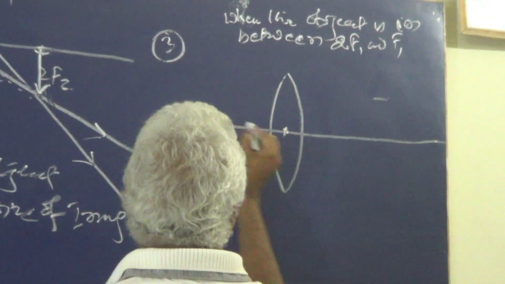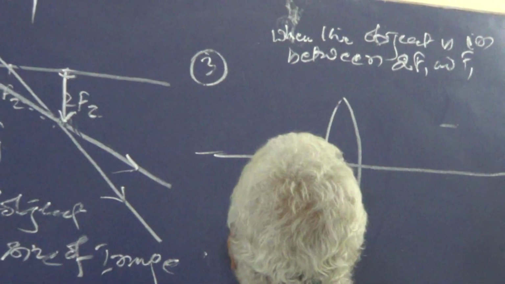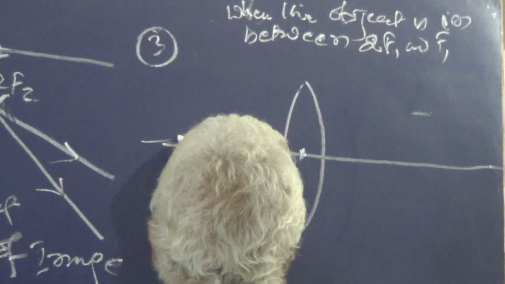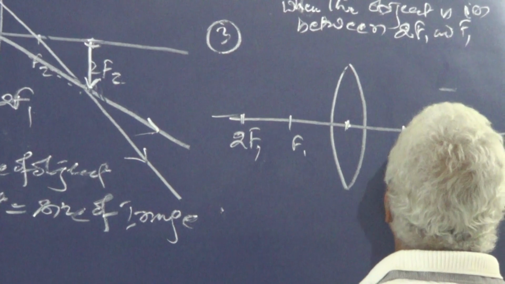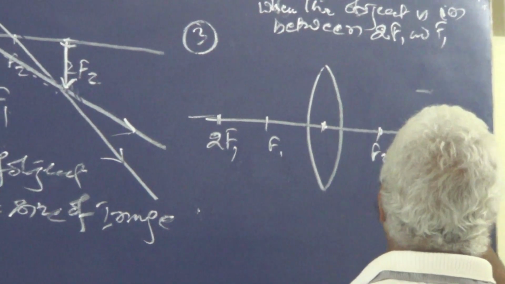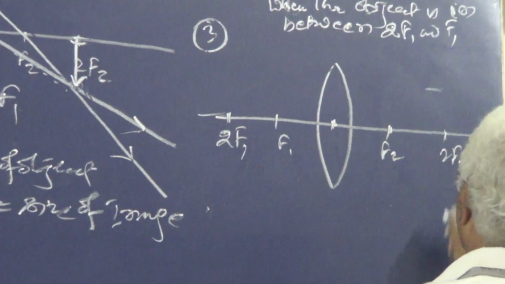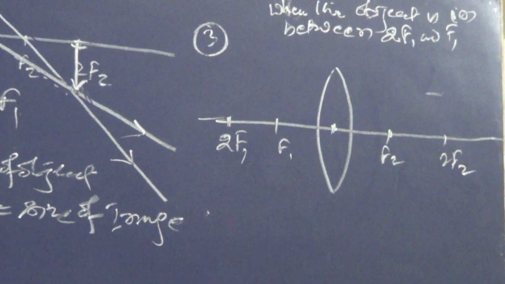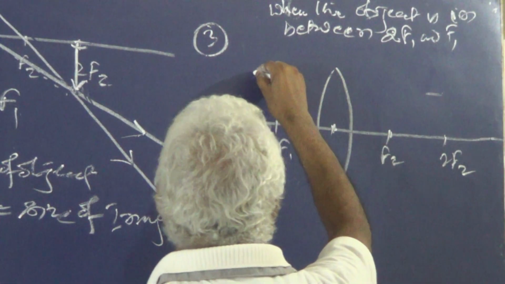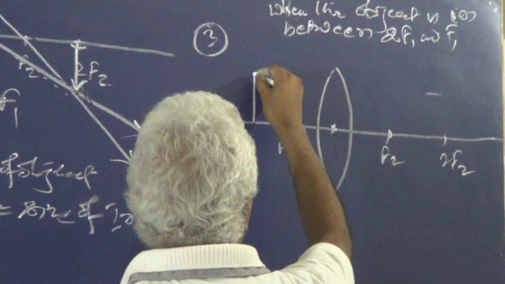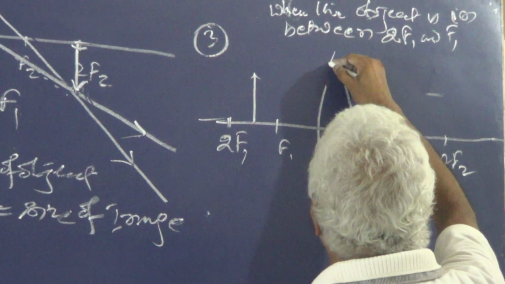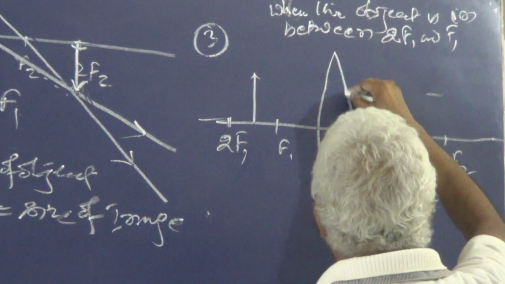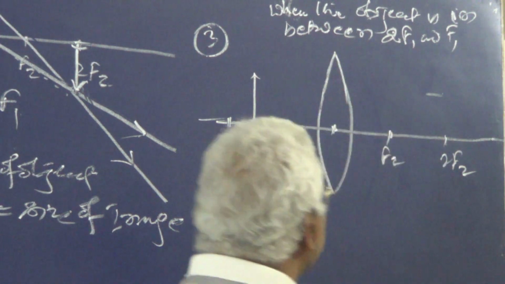Now here also take a principal axis. Optical center. It is F1, 2F1, F2, 2F2. This is your object. Now, my dear, we are taking the object here, and take it a little more. Now what happens?